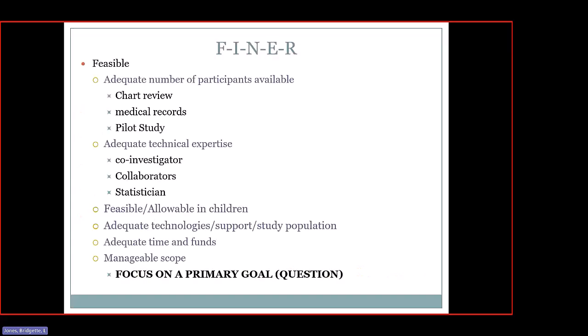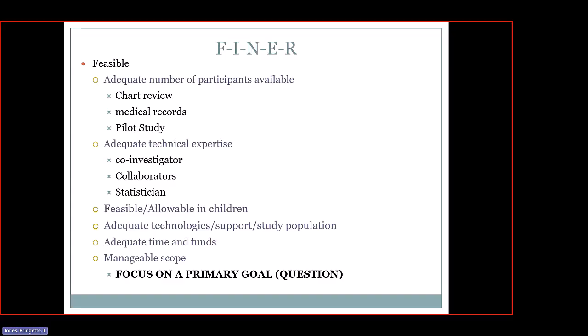So kind of breaking the feasible mnemonic down a little bit more, the finer mnemonic a little bit more. So going back to feasible. Some of the things you think about for feasibility is, do you have the adequate number of participants available to do the research study? So let's say you want to do a study where you're recruiting participants that come into our clinic. If it's a study that's looking at patients with SCID, we likely don't have enough participants just in our clinics to do a study like that.